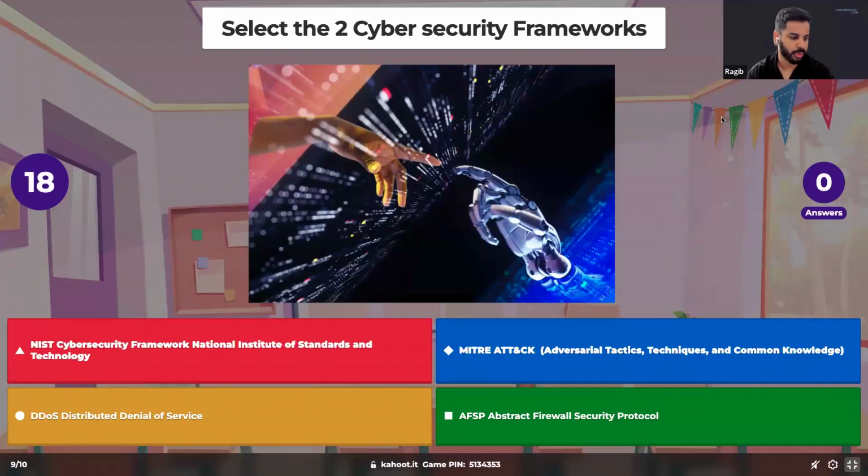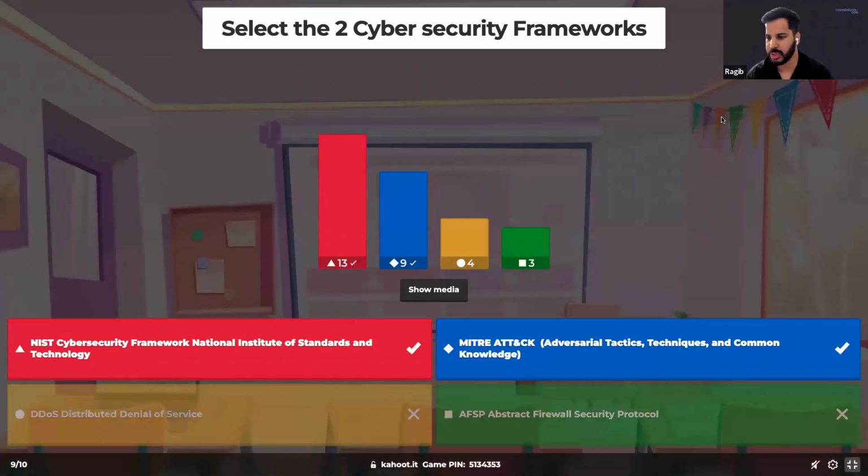So cybersecurity frameworks, we talked about them. So think wisely. If something doesn't sound familiar, we haven't talked about it. Or if something sounds familiar, we have talked about it. That's correct. So NIST and MITRE are the ones. DDoS is an attack, right? So it's not a framework. And I'm not sure what AFSP is. We haven't talked about that.